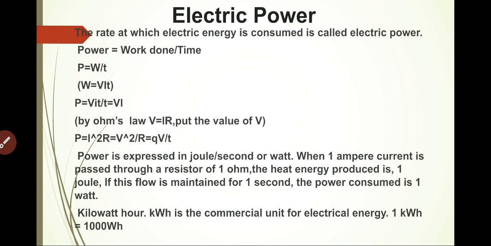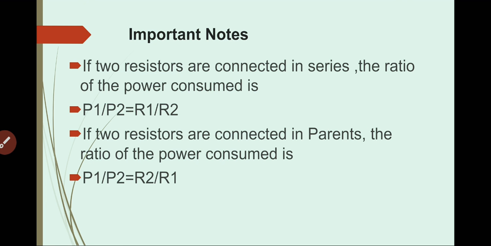Its commercial unit is what? The commercial unit of electric power is the kilowatt hour. It is represented as kWh, the commercial unit for electrical energy. So we can calculate that 1 kilowatt hour is equal to 1000 watt hours.